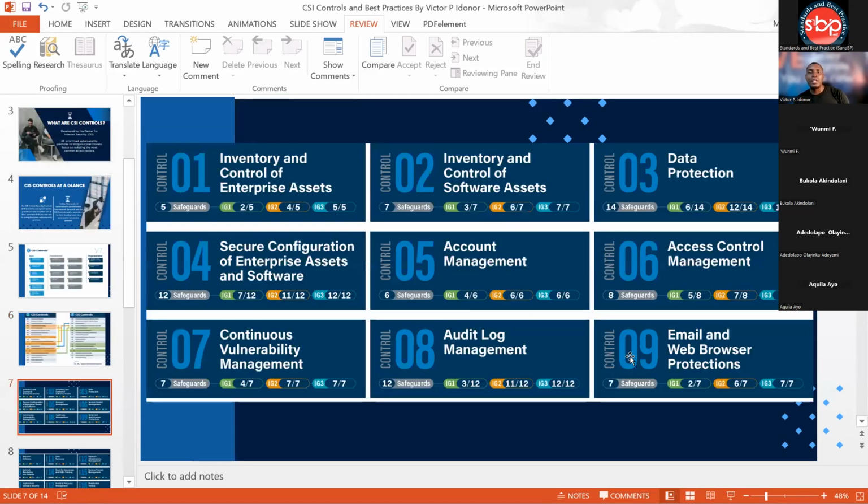So for the version 8 controls, under control 1, we have the inventory and control of enterprise assets. How do you control your enterprise assets? How do you ensure that they are secure around the clock? What policies do you have in place? Even gaining access to server rooms, controlled physical control. All of that is also inclusive. Control 2 talks about inventory and control of software assets. Remember, there's enterprise assets, software assets, data protection, and secure configuration of enterprise assets and software.